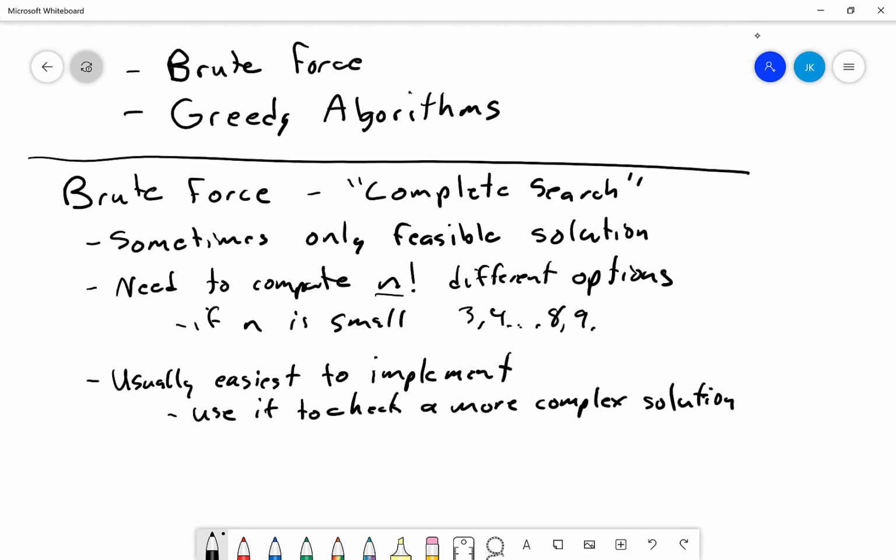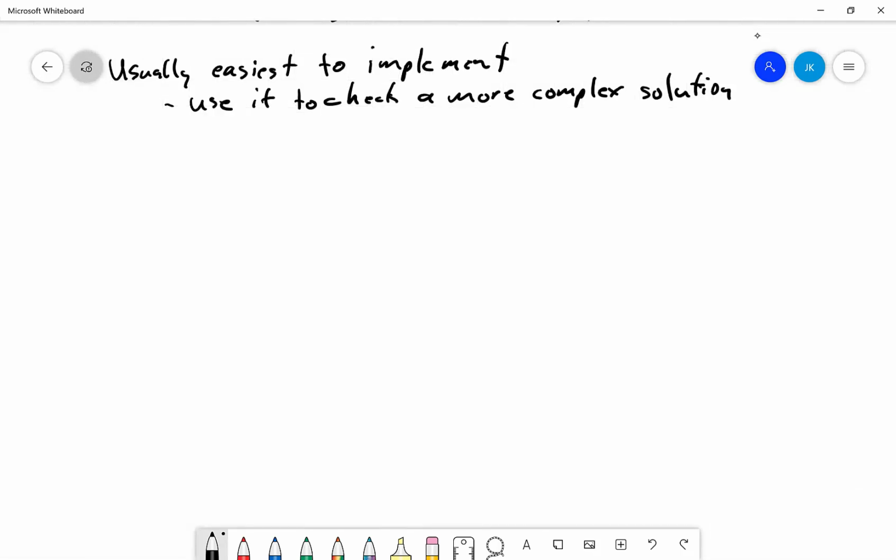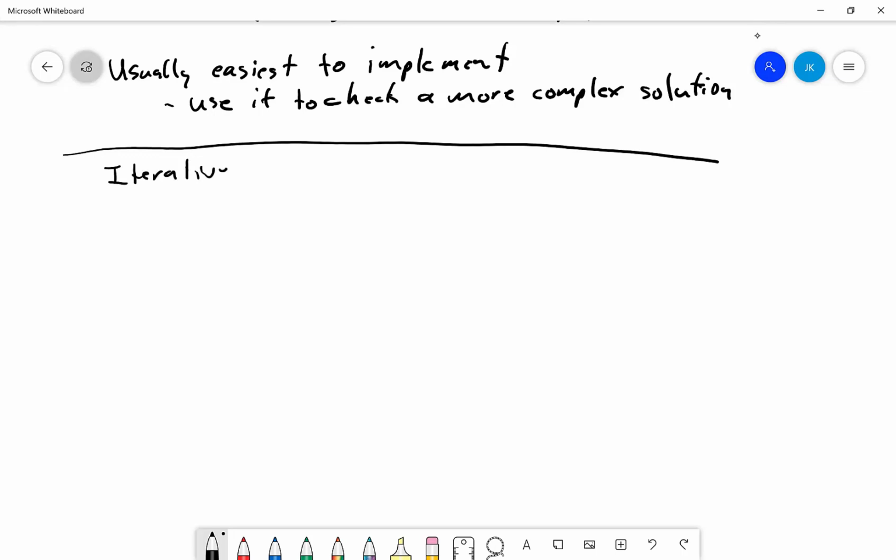Now, when we talk about brute force, there's a couple of ways of categorizing brute force approaches. One of them is what you might call iterative. This is where you tend to have loops to generate the possibilities.